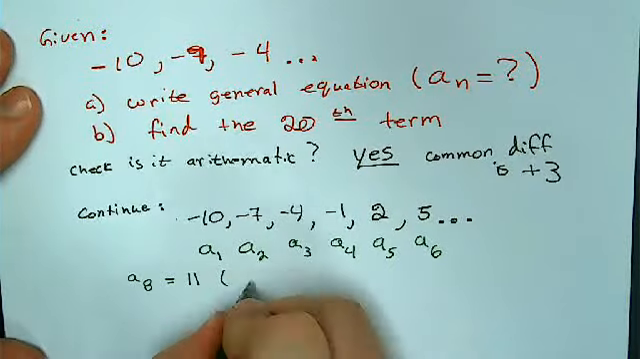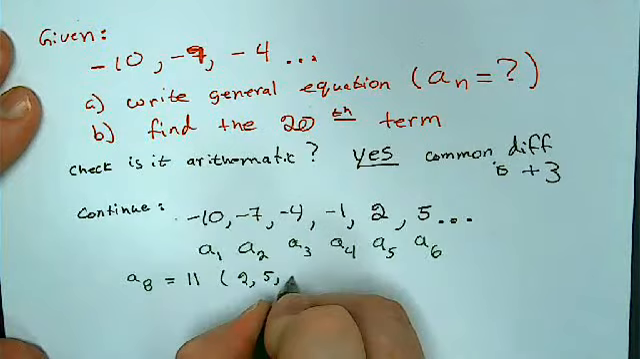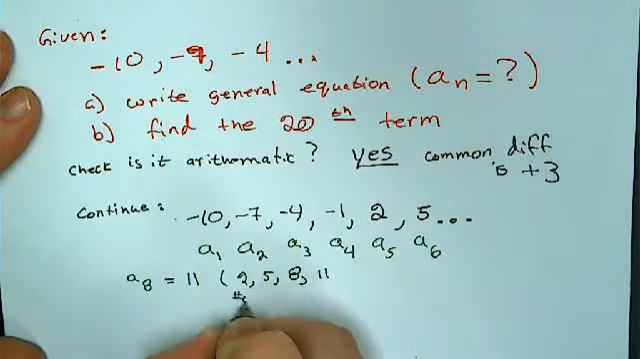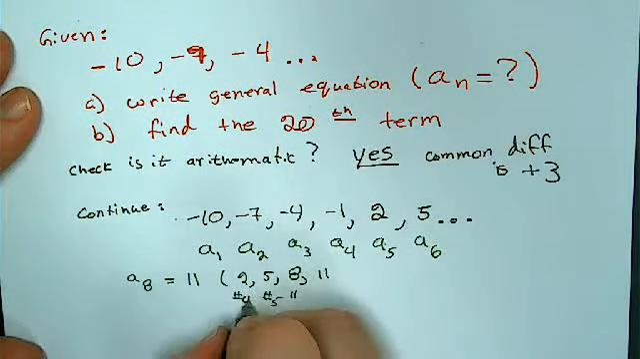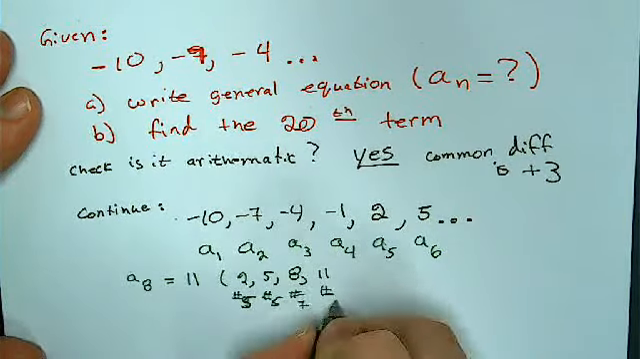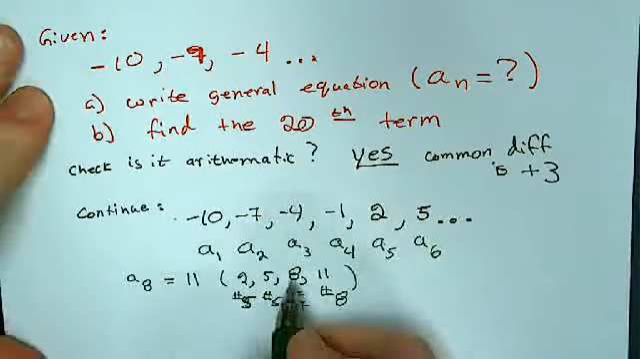And I got that by saying, oh, let's just keep going. 2 to 5, to 8, and then to 11. And this is item number 4, number 5, number 6, number 7, and finally number 8 in the sequence. So I just kept going.